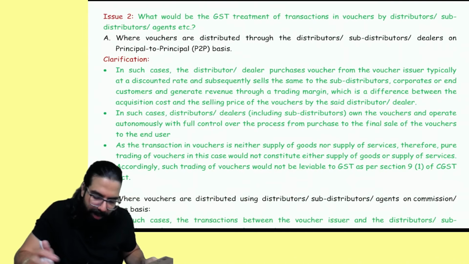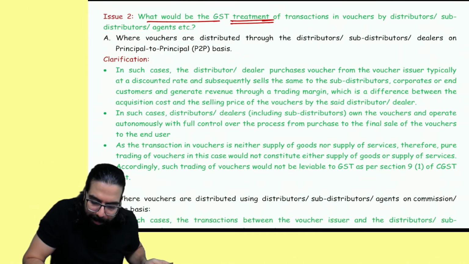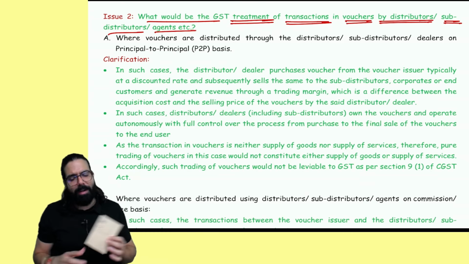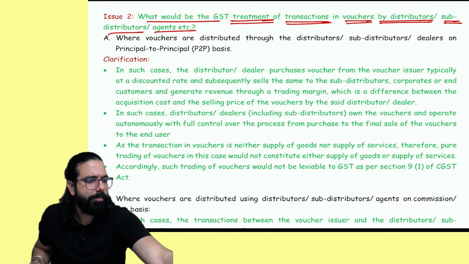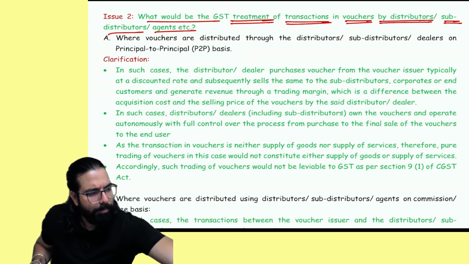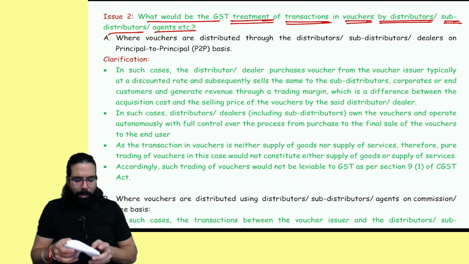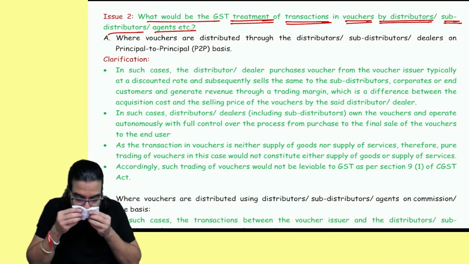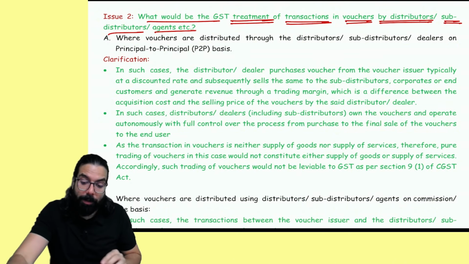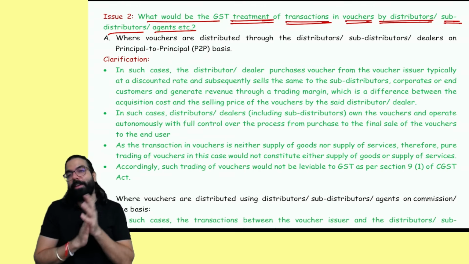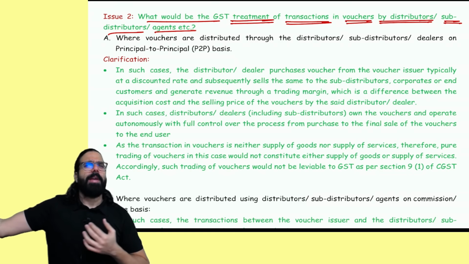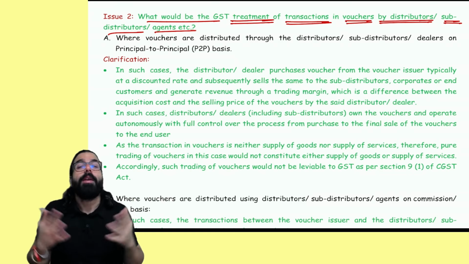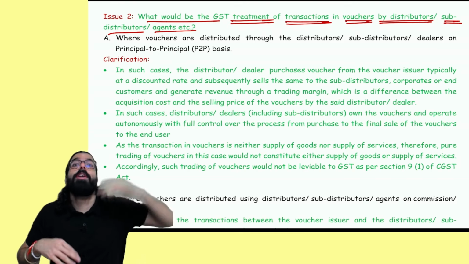Okay. Next. Sir, what would be the GST treatment of transaction in voucher by a distributor, sub-distributor or agent? So for an example, I am a distributor. Now one company is there. From them, I buy the voucher and I sell the voucher. Now what happens over here if I'm buying the voucher and selling the voucher?